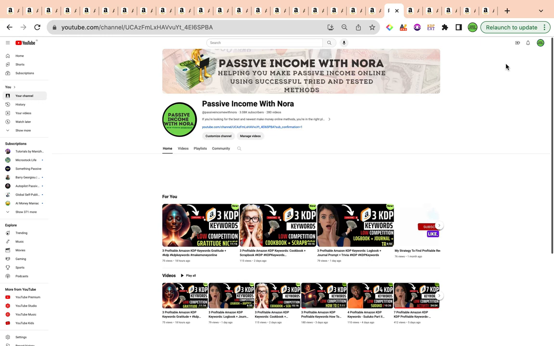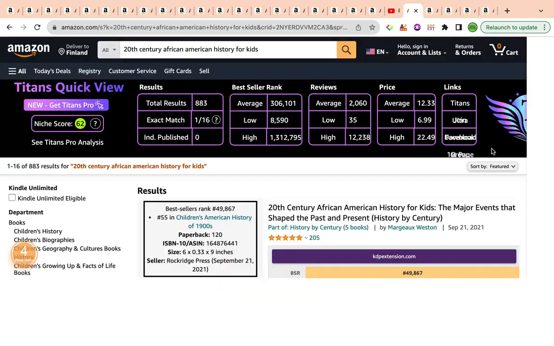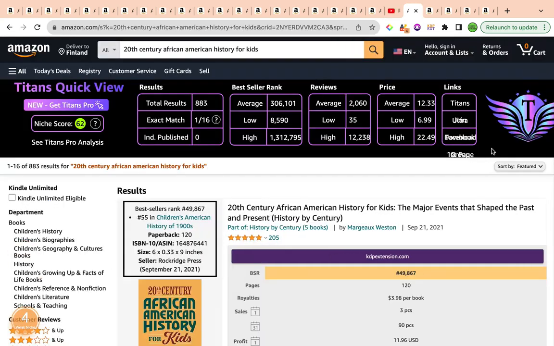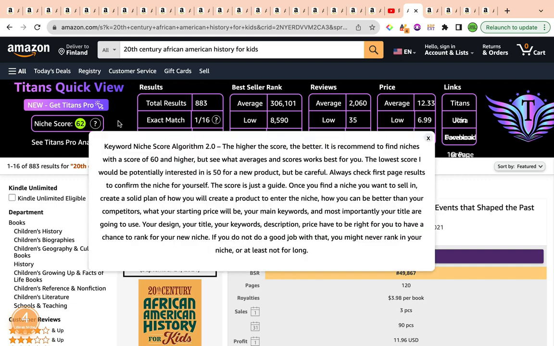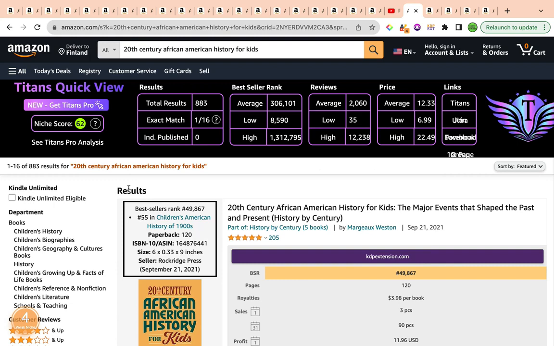So I'm going to head over and talk about the first keyword for the day out of the 2 keywords. Our first keyword is 20th century African American history for kids. 20th century African American history for kids has a wonderful, strong keyword niche score of 62 by the Self-Publishing Titans Chrome extension, green light, ready to go. So I'm happy with that.